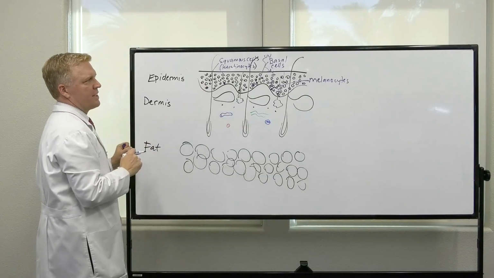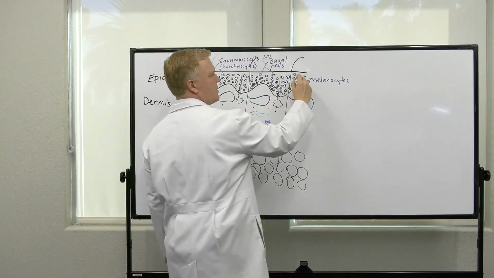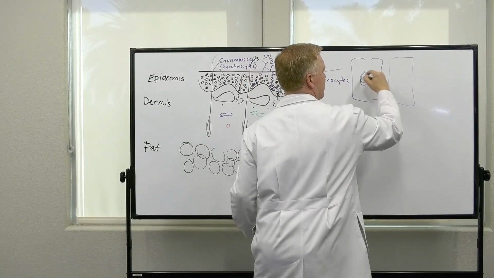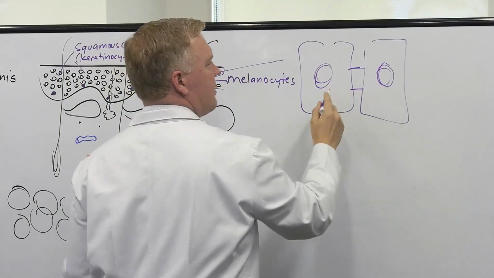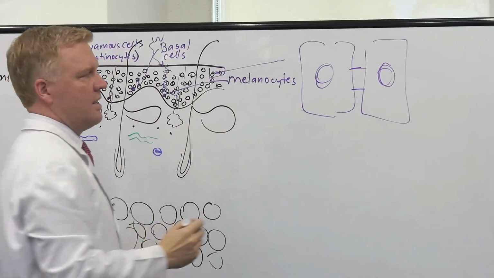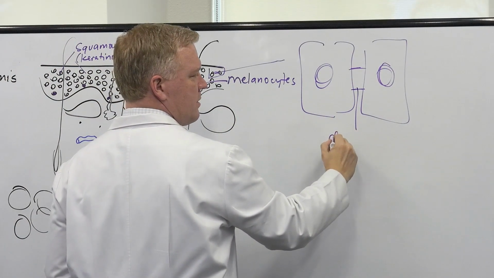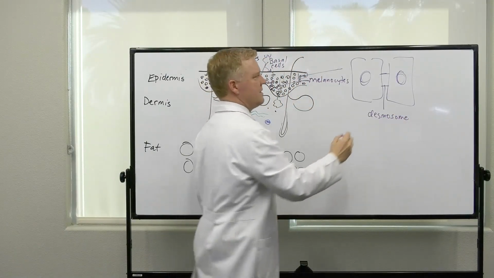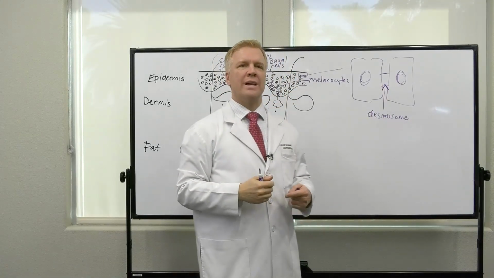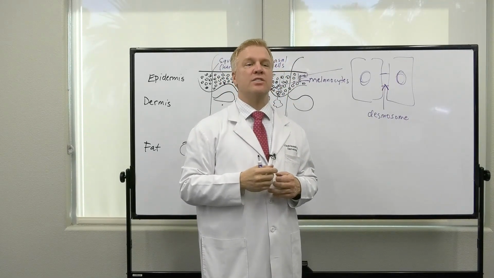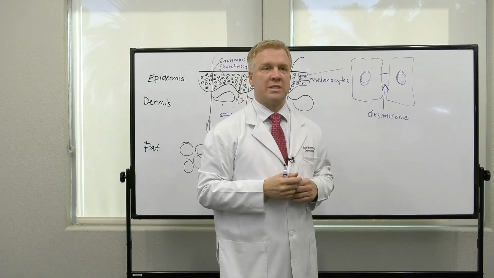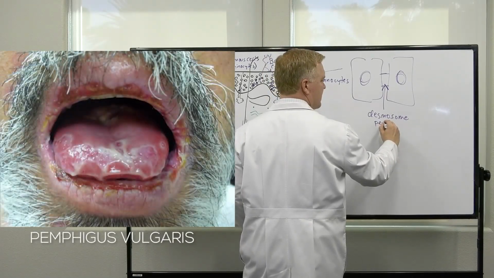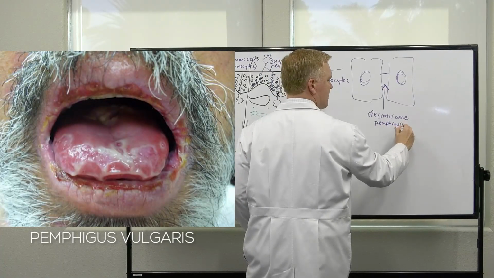In between each keratinocyte, if we blew this up and took these two keratinocytes and looked at them, you would see two large keratinocyte cells with nuclei. In between those two keratinocytes is a protein called the desmosome. This protein is basically the glue in between keratinocytes, that intercellular glue that keeps these squamous cells together. That becomes important later on when we talk about diseases like pemphigus.